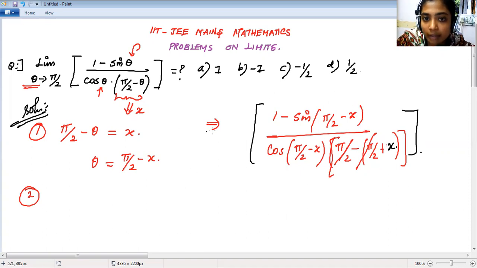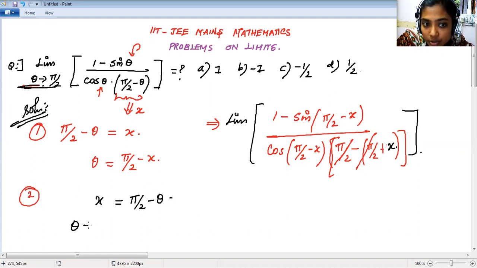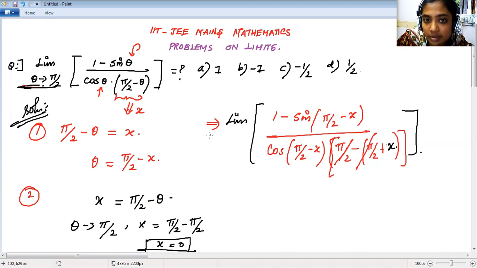Now I have to change my limit, which is in theta. How to change it? x is equal to pi by 2 minus theta, and here my limit is theta tends to pi by 2. Then when theta tends to pi by 2, my x is pi by 2 minus pi by 2, so x is 0. So my limit becomes x tends to 0. So my modified question is limit x tends to 0.